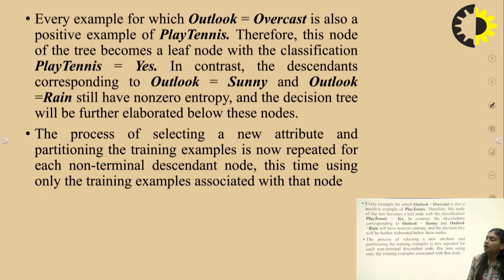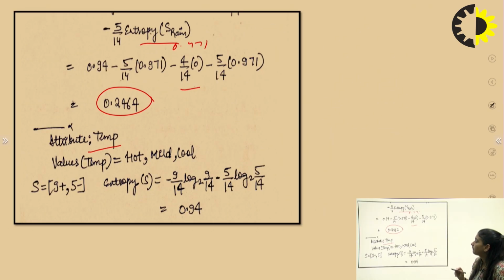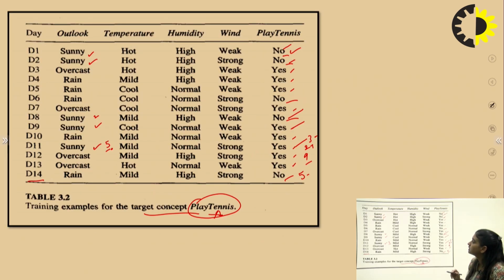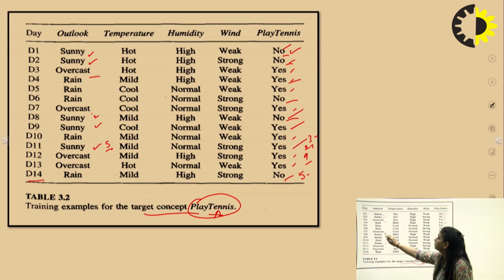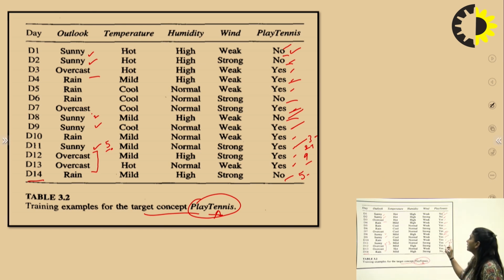And then we have every example for which the outlook is equal to overcast is also a positive example of play tennis. Why we are saying this? Because as you can see here, if it is overcast, then you get yes. Again, if outlook is overcast, again you get yes. So 4 times overcast is occurring, and all the times you are getting a yes. So you can say that if the outlook is overcast, then it will be a yes.